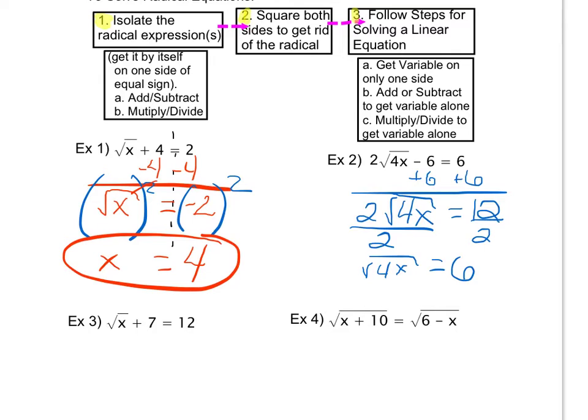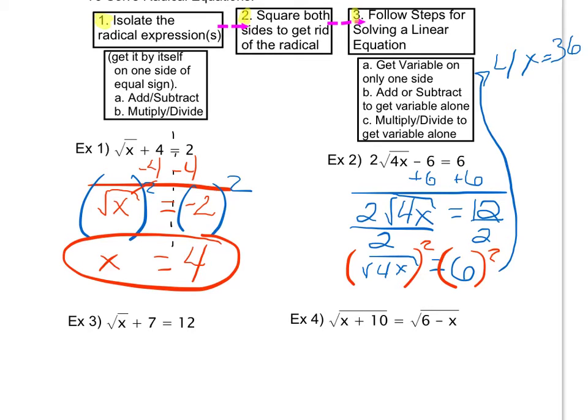So notice in the first example, I only had to do one thing to get the radical by itself. Here I had to do 2 separate things. I had to add 6 and I had to divide by 2. Now that I've gotten the radical by itself, I'm going to go ahead and take step 2, which tells me to square both sides. So I'll square the left and I'll square the right. Doing so, my radicals cancel on the left. And I'm kind of out of room, so I'm going to scroll up here, and I'm going to have 4x equals 36. That was step 2.